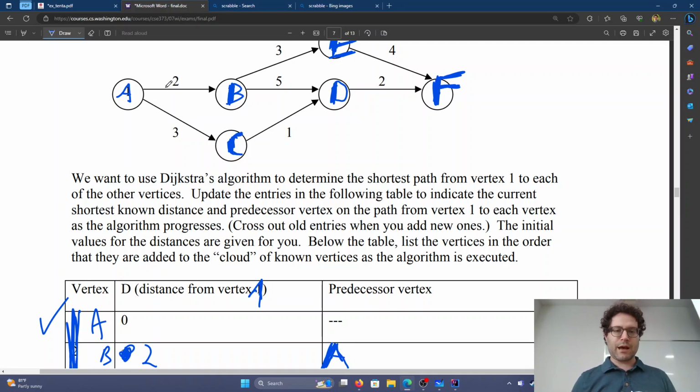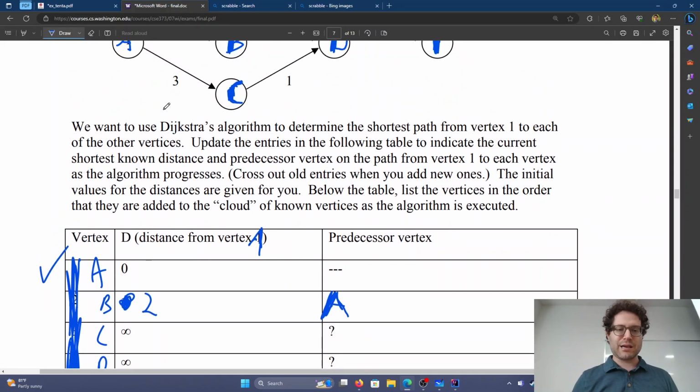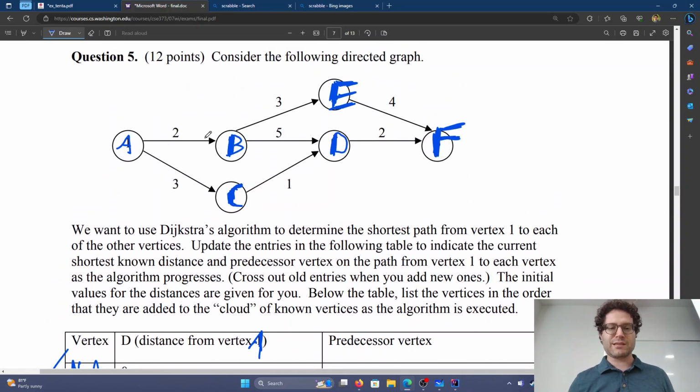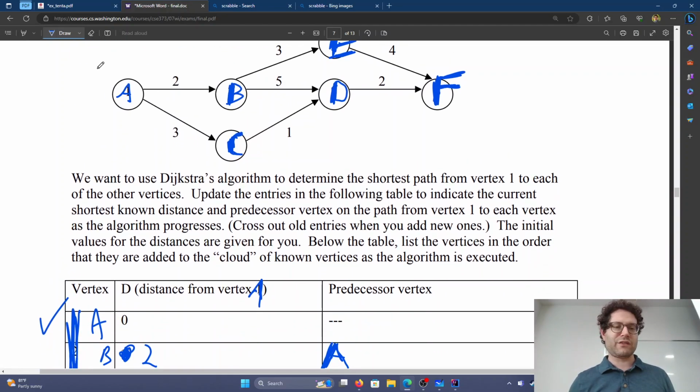A. Now we look at our other vertices, A to C. Is 0 plus 3, the cost to get to A plus the cost to get to C, cheaper than infinity? Yes, it is. It's cheaper than our currently known cost. So we replace that. Those are the only ones we know. So now we have B and C. A is out of consideration.